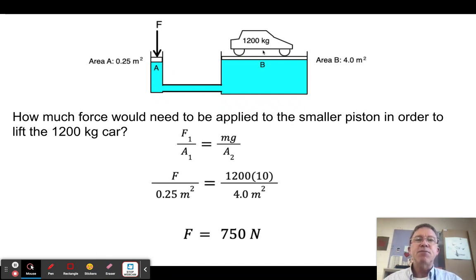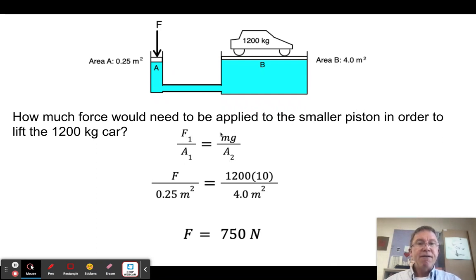So take a look at this example here. I have a 1,200 kilogram car sitting on a large cylinder, and over here I have a small cylinder. I'm going to call this A, which has an area of 0.25 square meters, and B has an area of 4 square meters. It wouldn't be enough to lift a car, but don't worry about that. The question is, how much force would be needed on the small piston in order to lift the 1,200 kilogram car? I'm just going to say F1 over A1 equals F2 over A2.